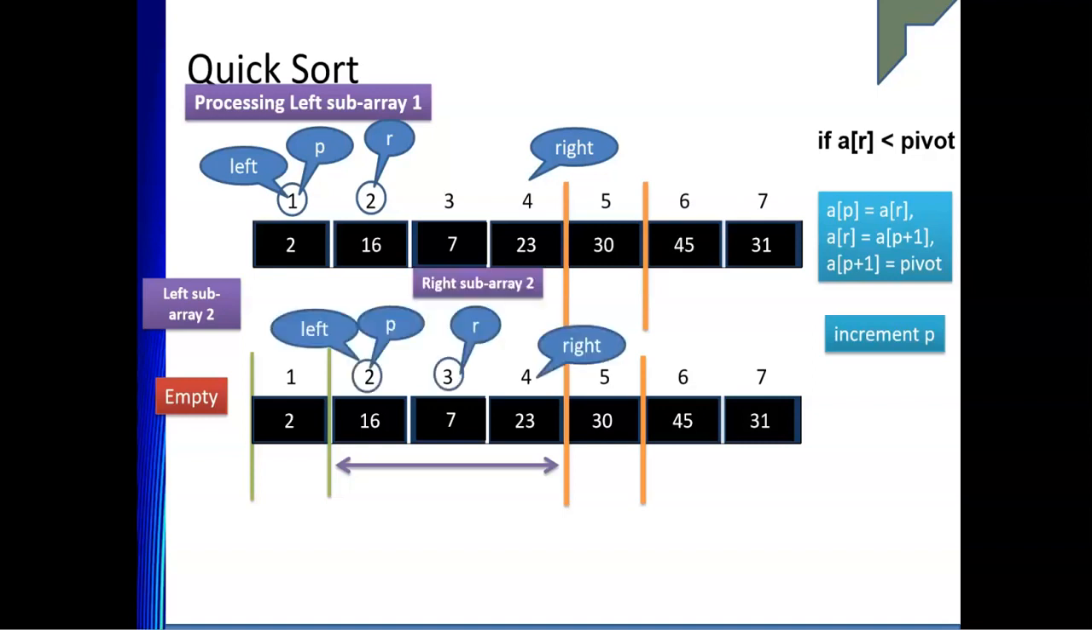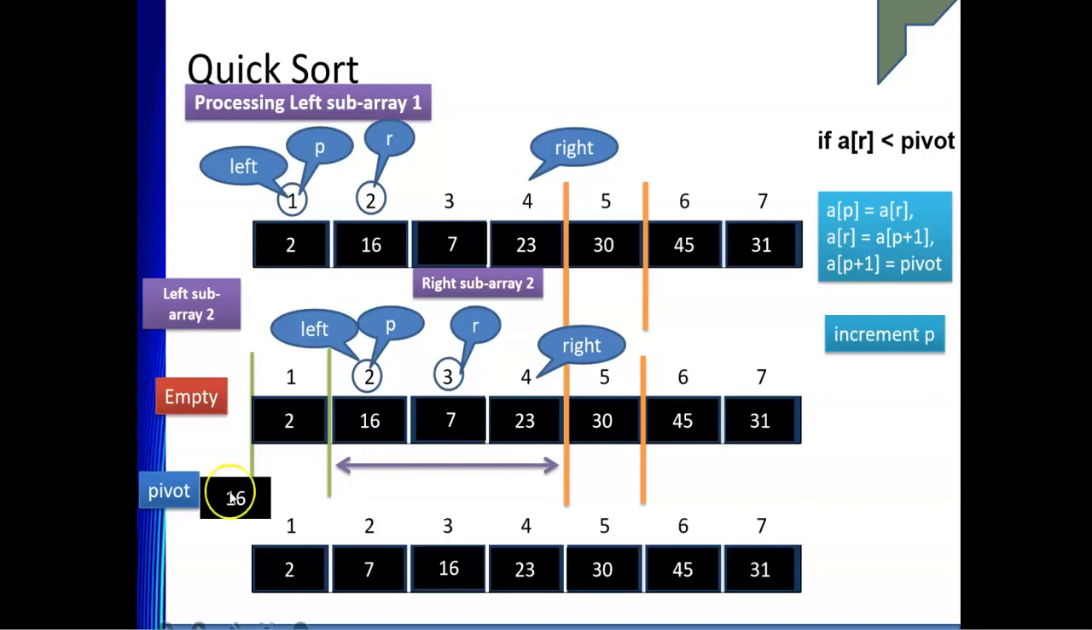Next I consider 16 as the pivot element. Now I will have one left subarray which will have 7, and a right subarray which will have 23. So 16 is the pivot element now. On the left I have 7, on the right I have 23. Now you see this entire portion has been sorted.